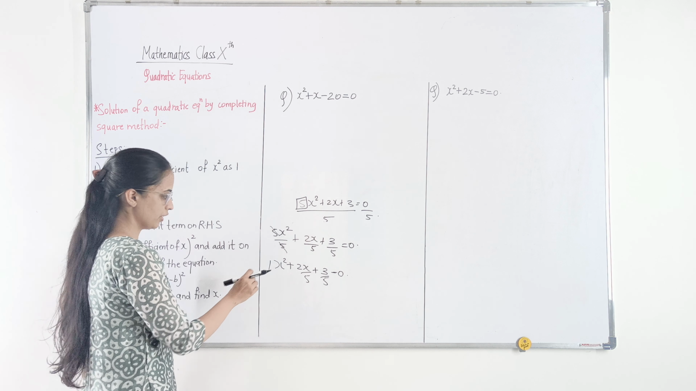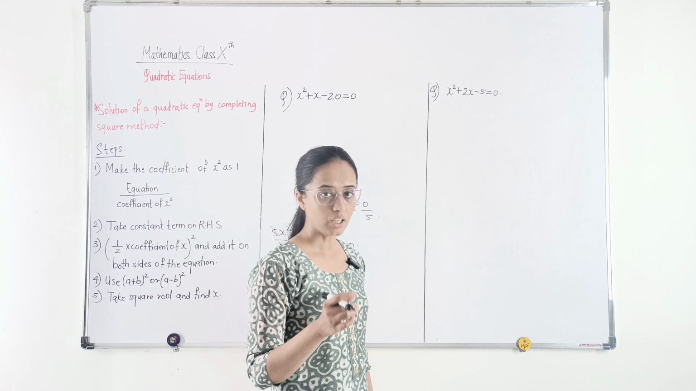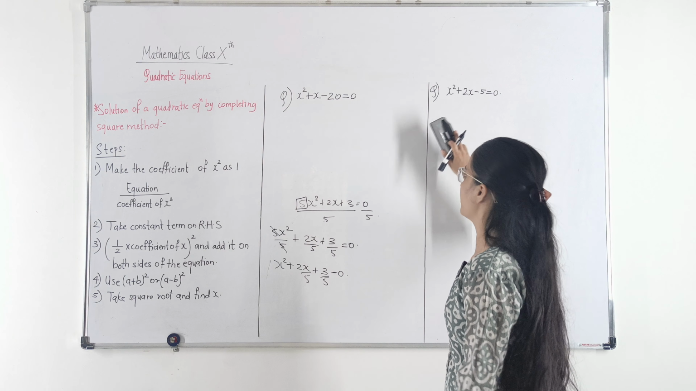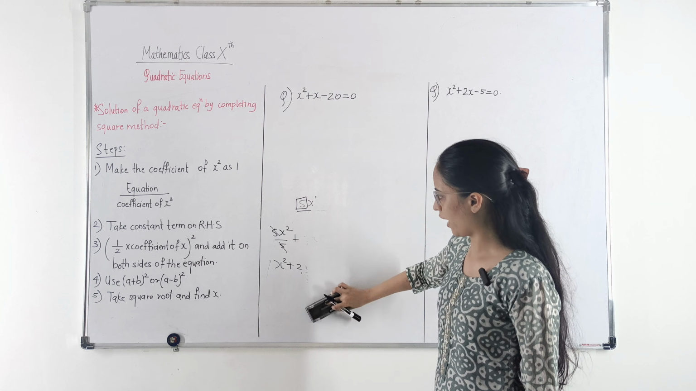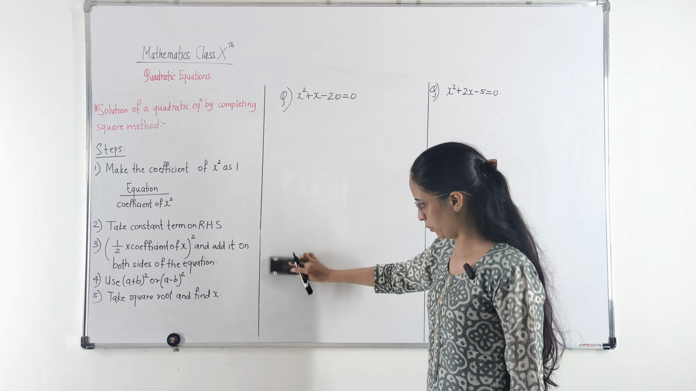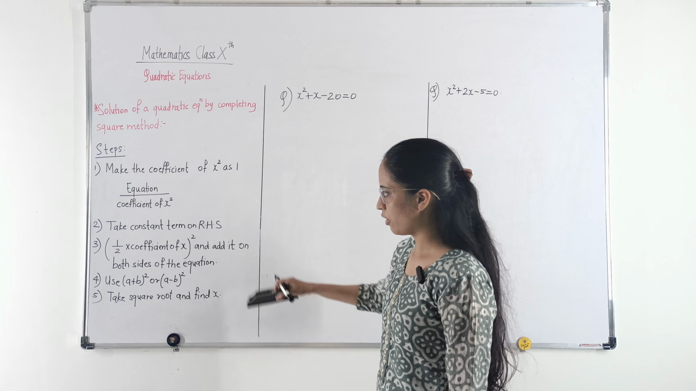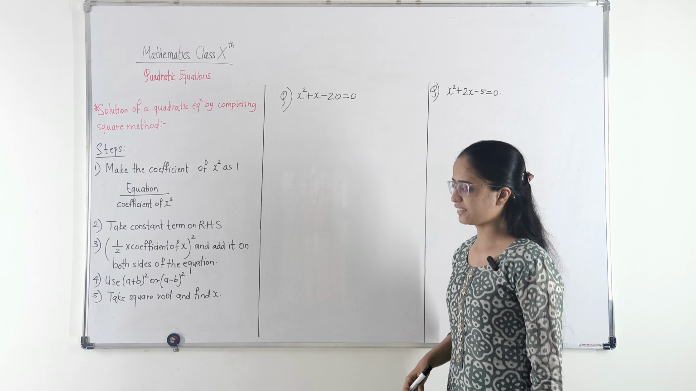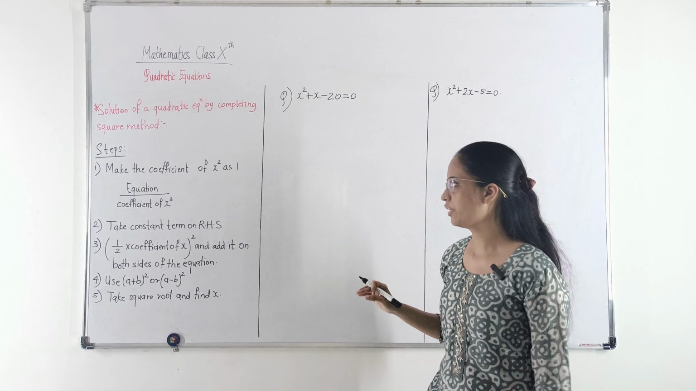So here if you see, the agenda of step number 1 is to make the coefficient of x square as 1. Now here in both the equations, fortunately, the coefficient of x square is 1, so we don't have to perform step number 1. We will directly move on to step number 2. But if at all the coefficient is not equal to 1, then you are supposed to follow step number 1. Now, step number 2 says that you are supposed to take the constant term on the right hand side of the equation.